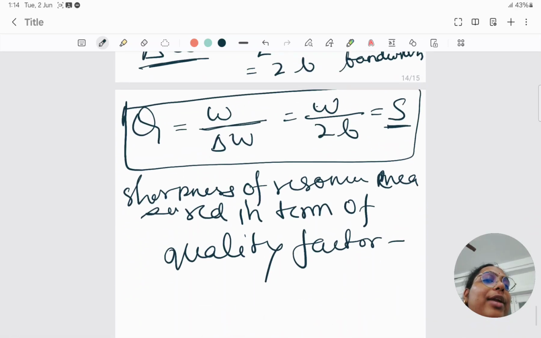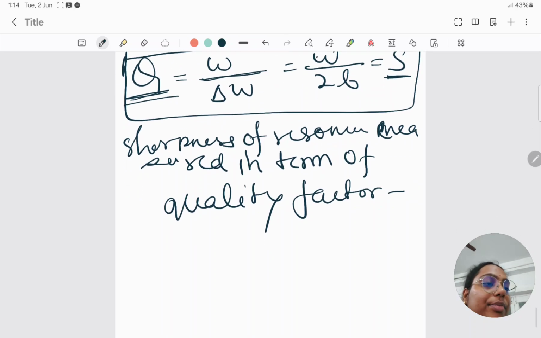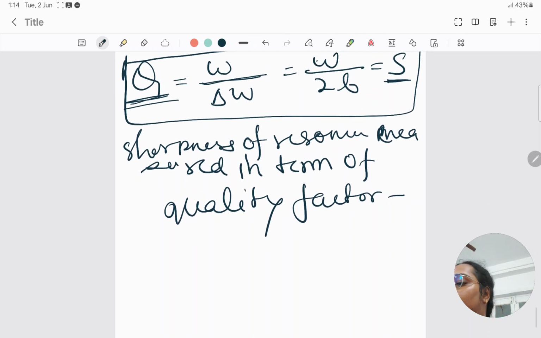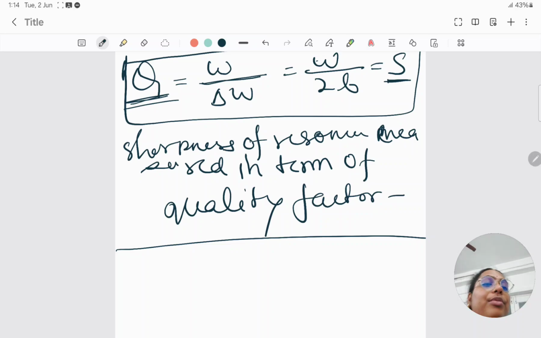So from that bandwidth we can calculate the quality factor. That is nothing but the sharpness of resonance. Now we have seen the electrical analogy of the simple harmonic motion or the free vibration, and also for the damped vibration. Now we will see the electrical analogy for the forced vibration.